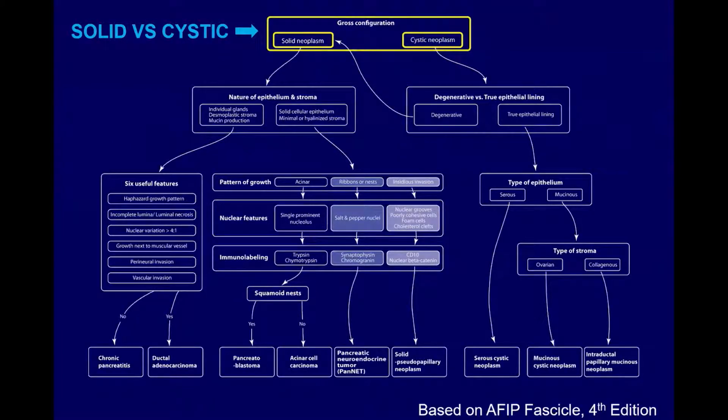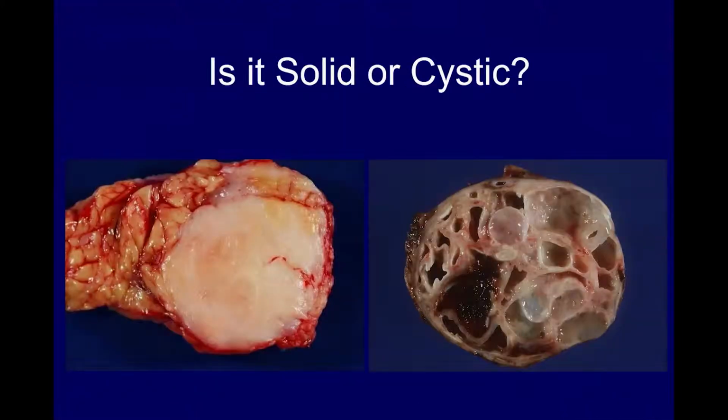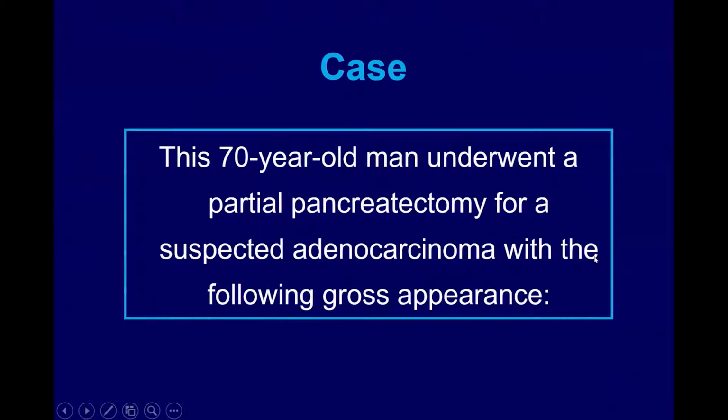So first, when we think about lesions of the pancreas, we can broadly divide them into solid and cystic neoplasms. And this is often the easiest question we get when we're looking at these things. When we just look at the gross, we can see a clear difference. You have a nice solid mass, space-filling lesion within the pancreas versus a cystic mass with lots of septation and open spaces. And that's kind of our easy question to answer, if it's solid or cystic. So we'll start with a case.